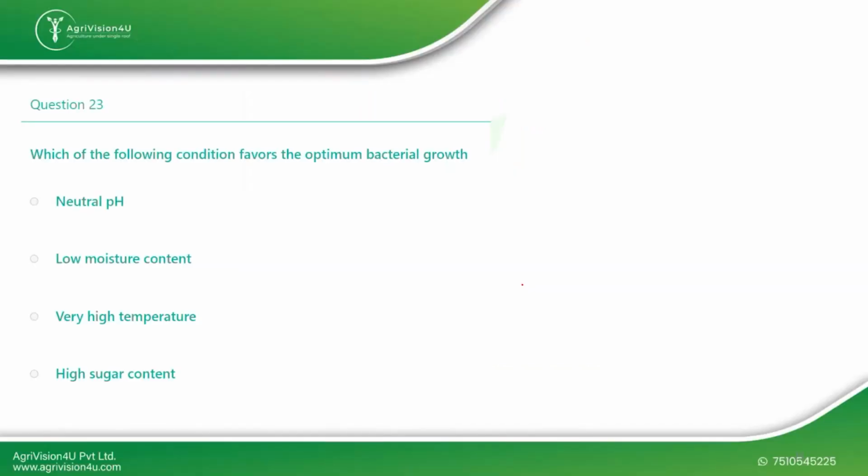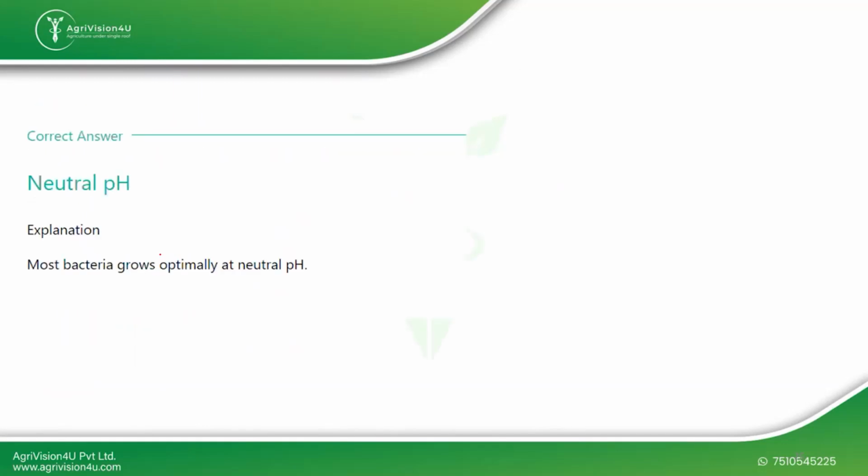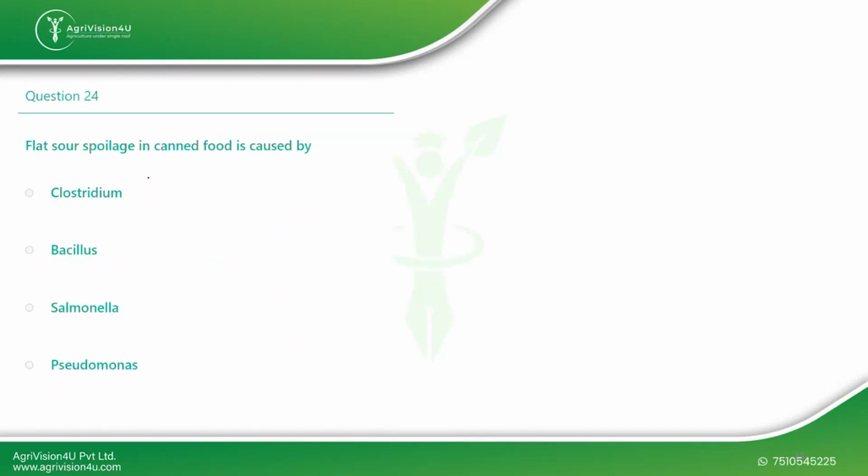Now, which of the following conditions favors the optimum bacterial growth? So, for favoring the optimum bacterial growth, basically the favorable condition is neutral pH. So, this is the correct answer.